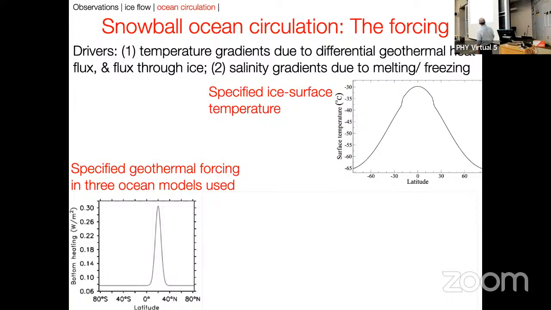So the temperature at the equator is minus 30 degrees at the surface, and the temperature at the high latitudes is even colder. So that's one forcing: the temperature gradient at the top of the ice, which is 1 kilometer removed from the ocean itself.